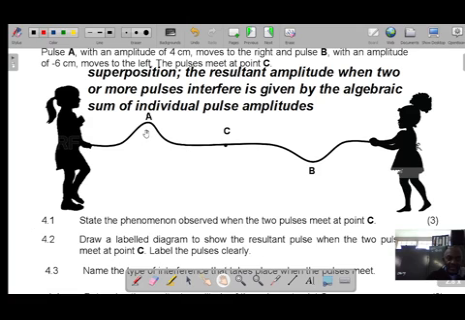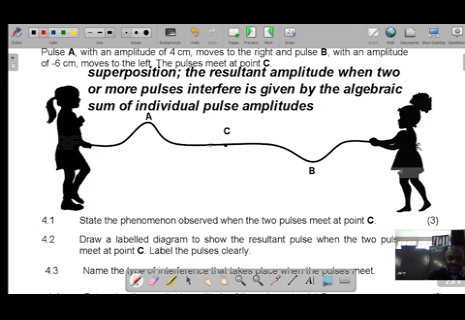This one is facing upwards by positive 4. This is facing downwards by negative 6. So when they both meet, I'm going to say negative 6 plus positive 4, which gives me negative 2. Because my answer is negative, it's going to be downwards. So I'm going to have something like this one here.